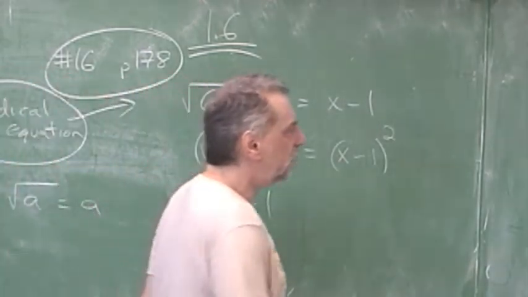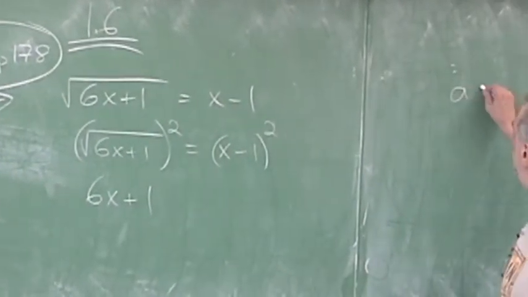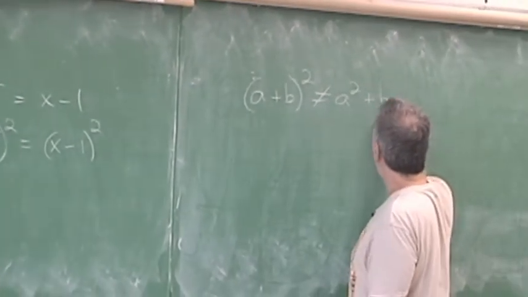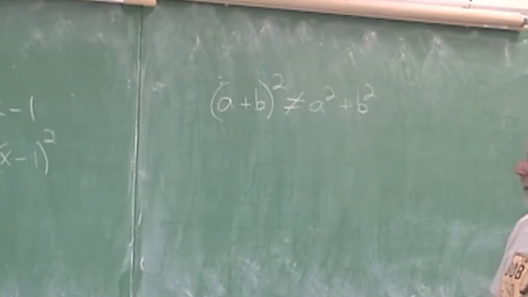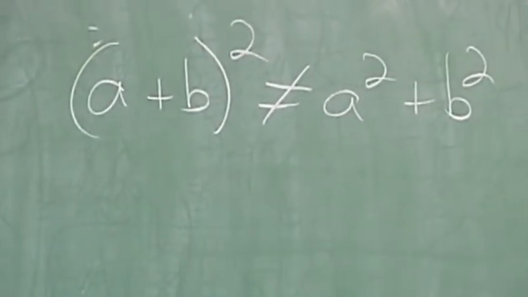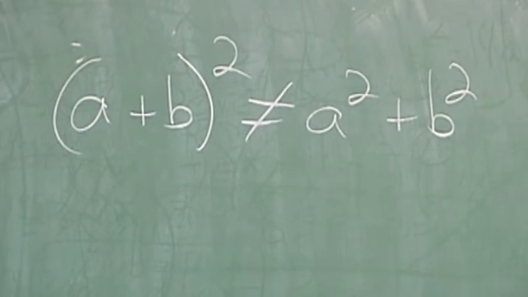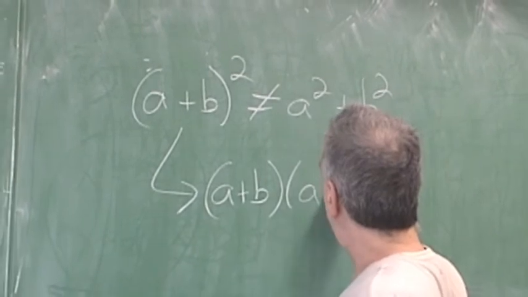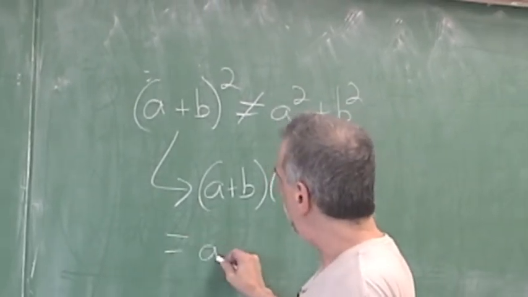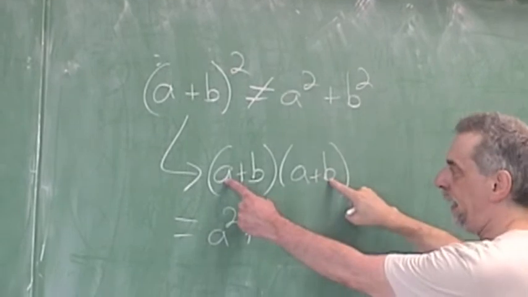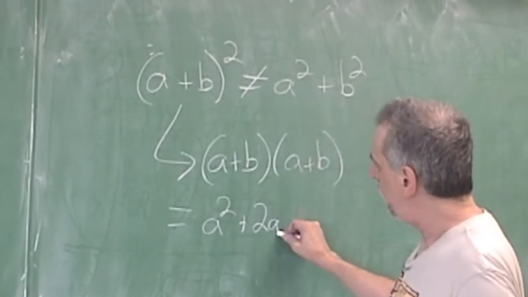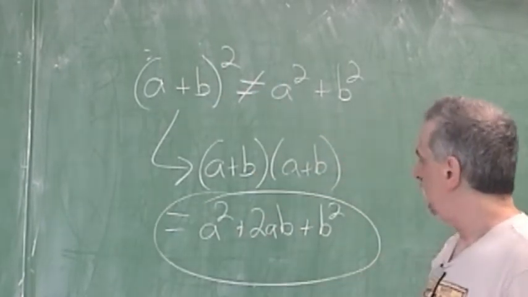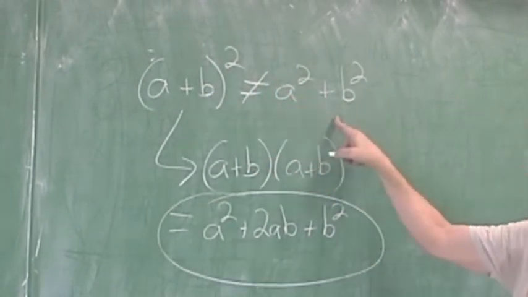Now over here, avoid the most common mistake in all of algebra. (a plus b) squared does not equal a squared plus b squared, and that is, I think, by far the most common mistake in all of algebra. It looks like it should be true, but it's not. You have to remember that you're multiplying a plus b by itself using the FOIL method, so you get a middle term, ab and another ab, so you get a squared plus 2ab plus b squared.